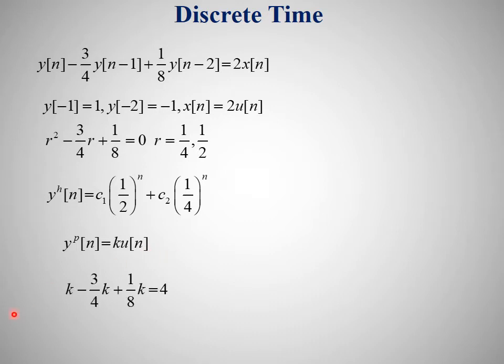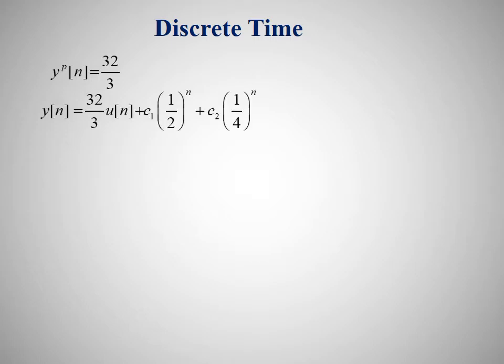On substituting this particular solution, k minus 3 by 4 k plus 1 by 8 k is going to be equal to 4, giving the value k is equal to 32 by 3. Hence, the particular solution is yp of n is equal to 32 by 3. Hence, the complete solution now turns out to be y of n is equal to 32 by 3 u of n plus c1 half power n plus c2 1 by 4 power n.